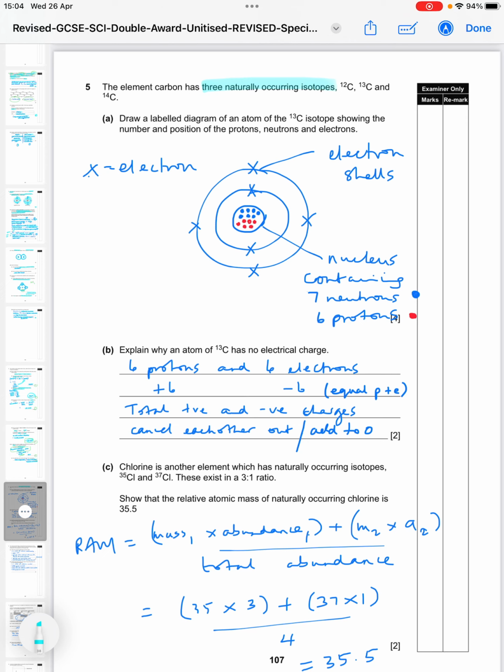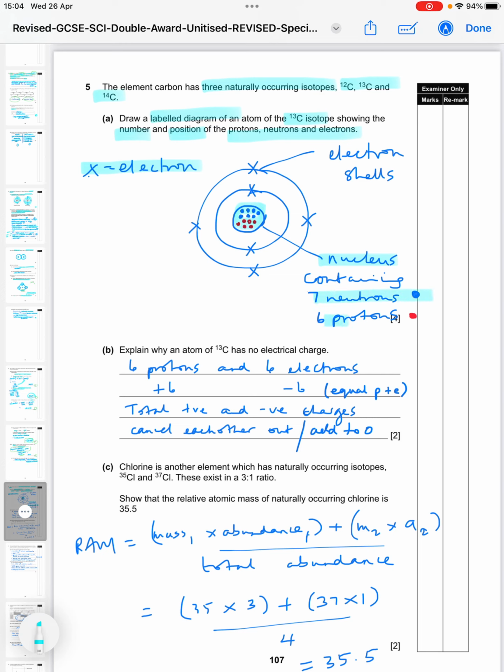So moving on, question 5. The element carbon has 3 naturally occurring isotopes. It tells you carbon 12, carbon 13 and carbon 14. Draw a labelled diagram of an atom of the carbon 13 isotope showing the number and position of the protons, neutrons and electrons. So what I've done here is try to give a little bit of a key as well as I've gone. So I've said X equals electrons.